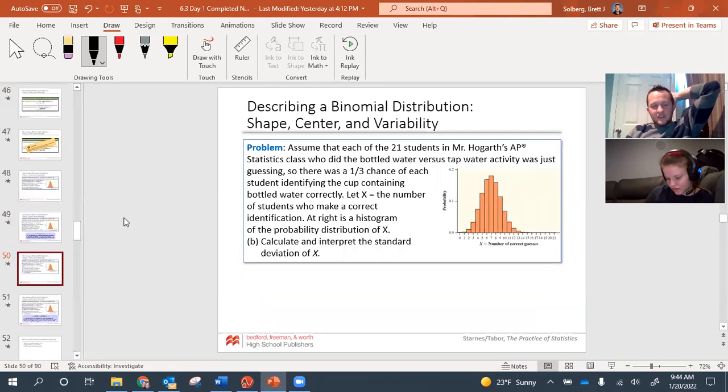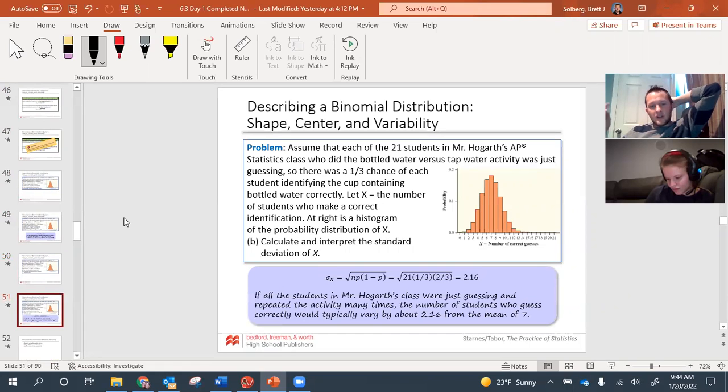Now to get the standard deviation, we would just use the formula again from before. We would do the square root of NP(1 minus P). N was 21, P is 1/3, which means that the complement of that, the probability of failure, was 2/3. Putting that all together is 2.16.